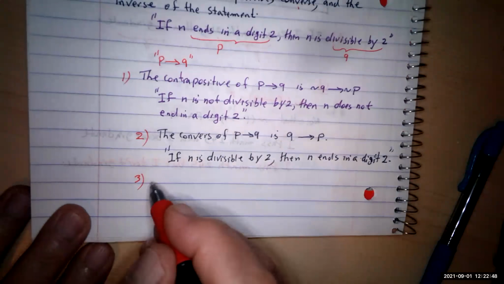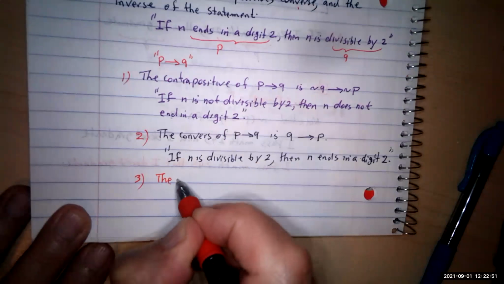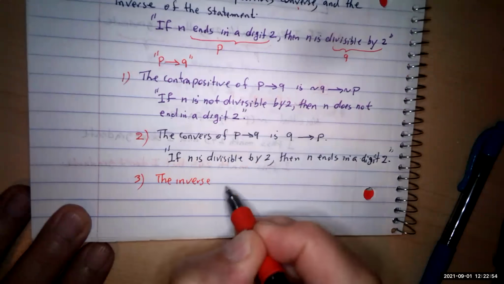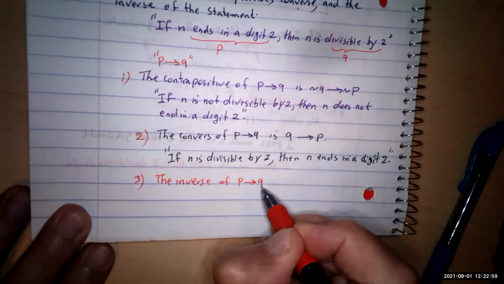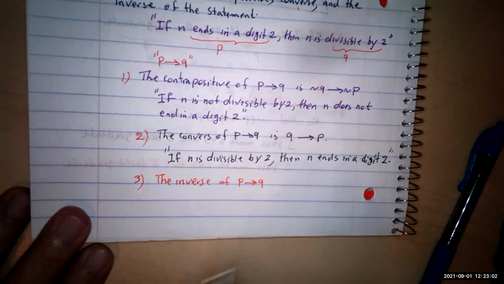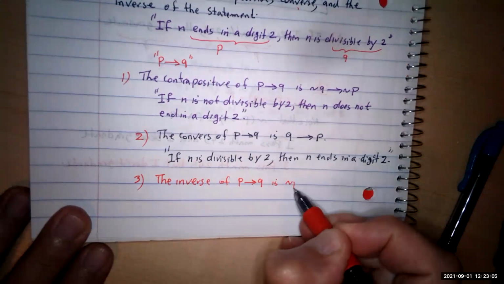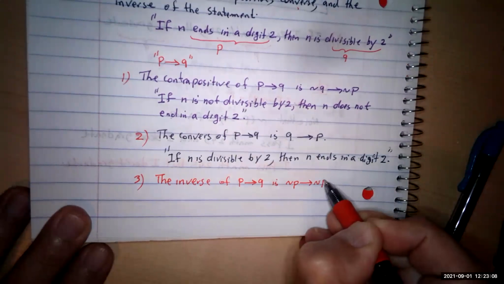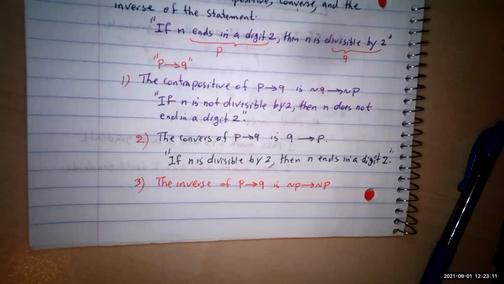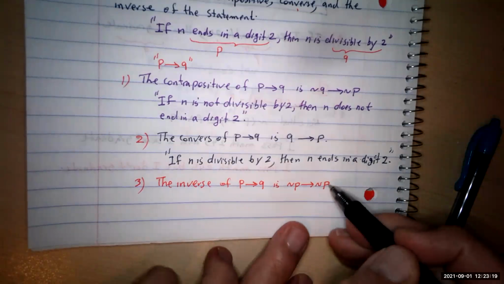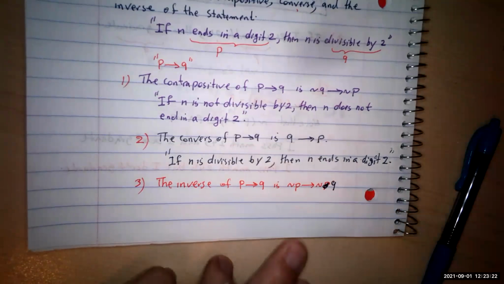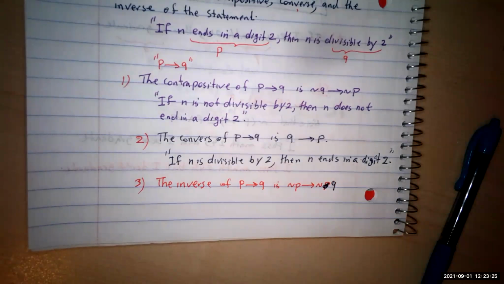Just to remind myself again, the inverse of if P then Q is not P implies not Q. That's the inverse. Not P implies not Q. So what is this one now? I'm sorry, not P implies not Q. I missed this one, it's a Q. If n does not end in a digit 2, then n is not divisible by 2.